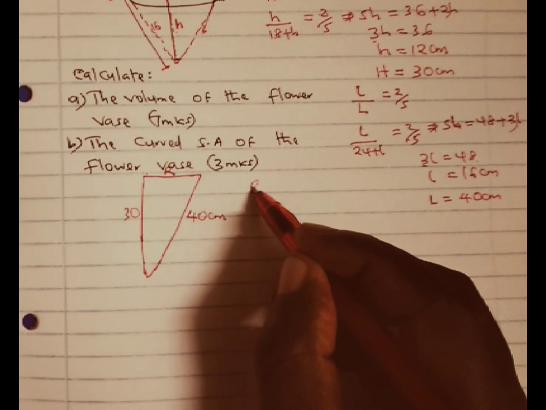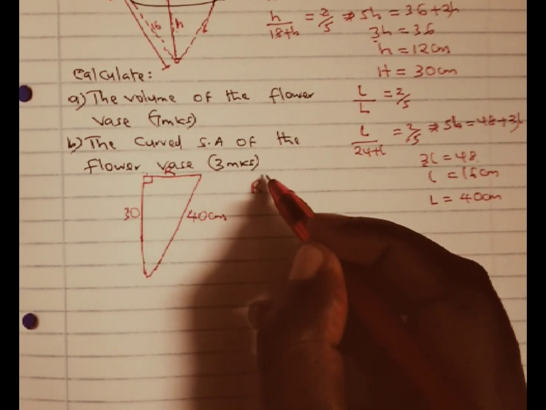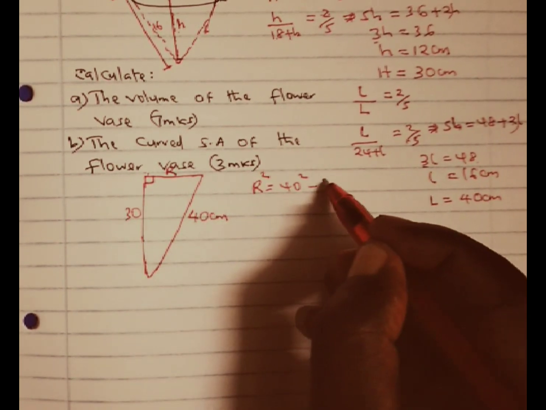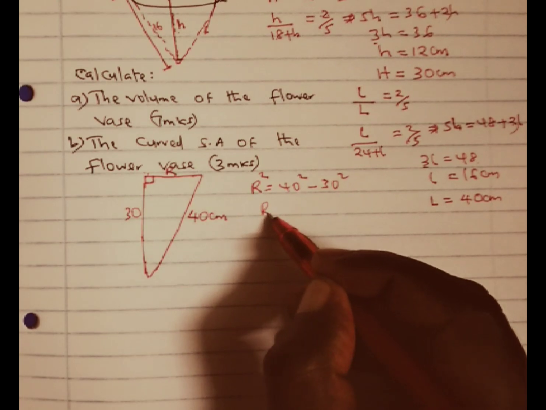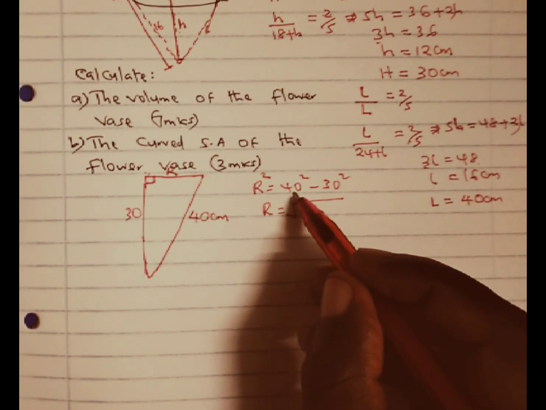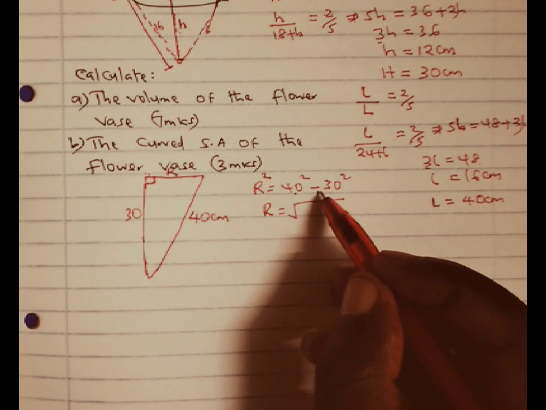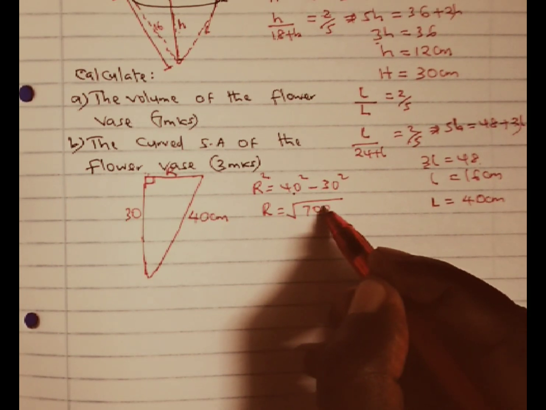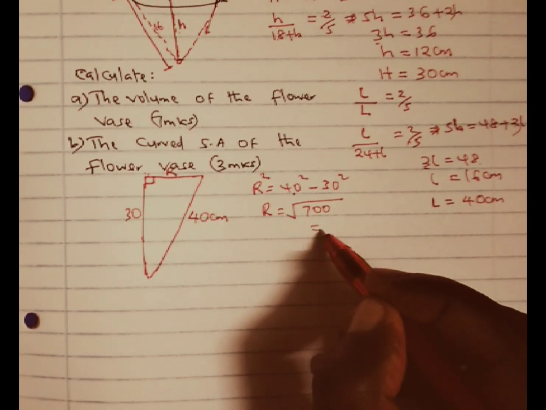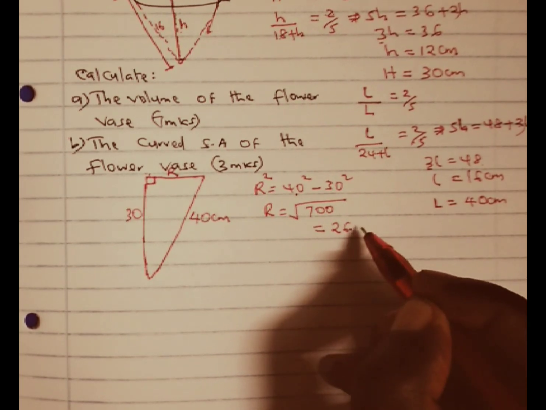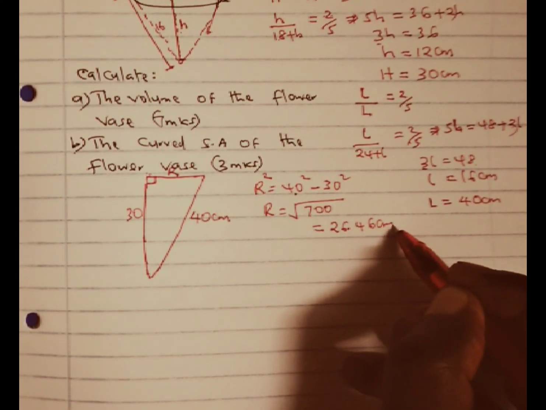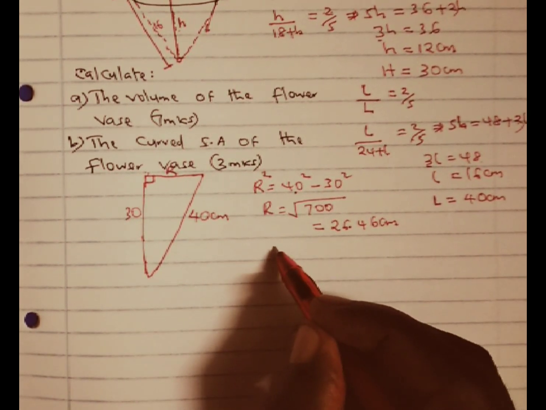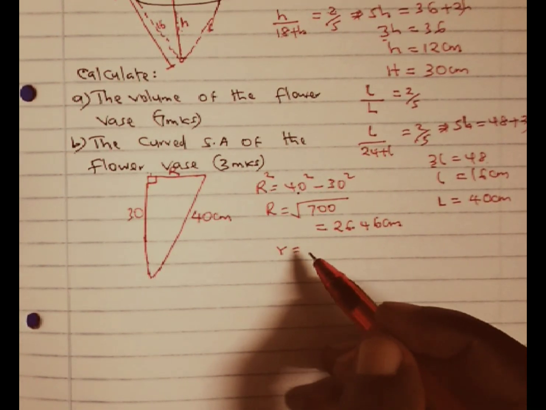And therefore now, to get the base, r squared will be equal to the hypotenuse, which is 40 squared, minus the height, which is 30 squared. And to get r, you take the square root of 40 squared minus 30 squared, which will give us 700, and therefore the square root of 700 will be equivalent to 26.46 centimeters.